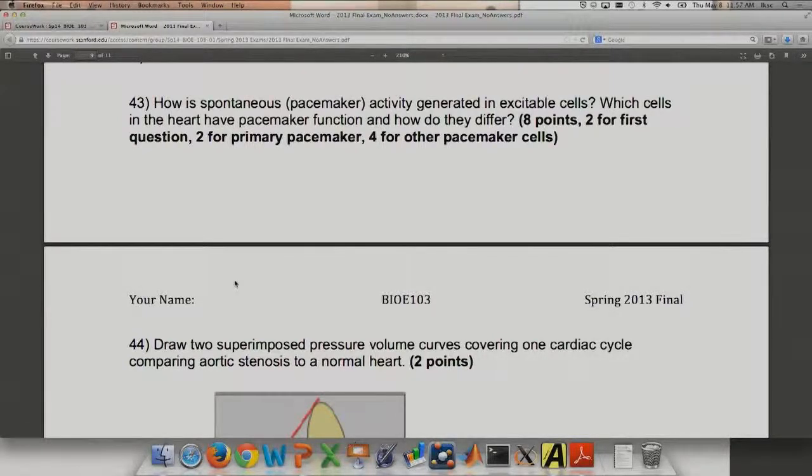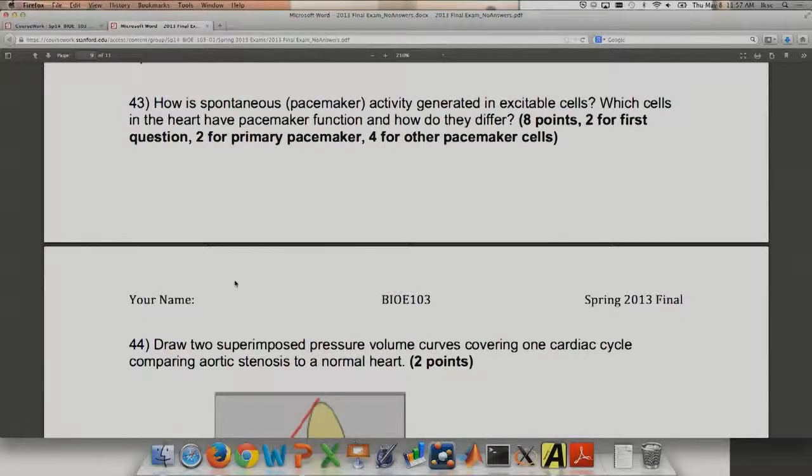The second is, which cells in the heart have pacemaker function? Which ones? SA node, AV node, and then there are other junctional foci in the atrium and ventricle, which you can leave. But SA node, AV node, and the Purkinje system as well have their own firing.